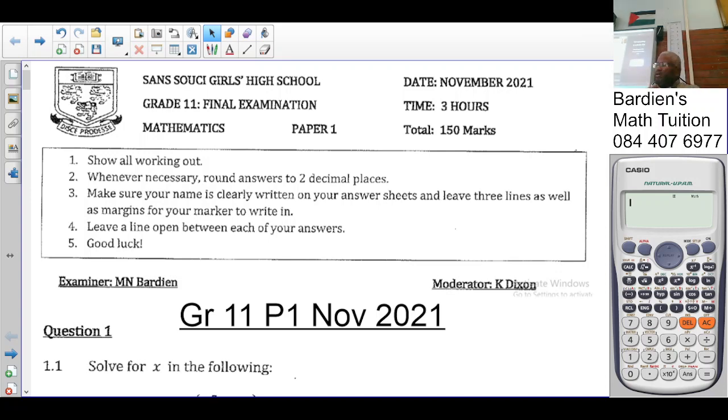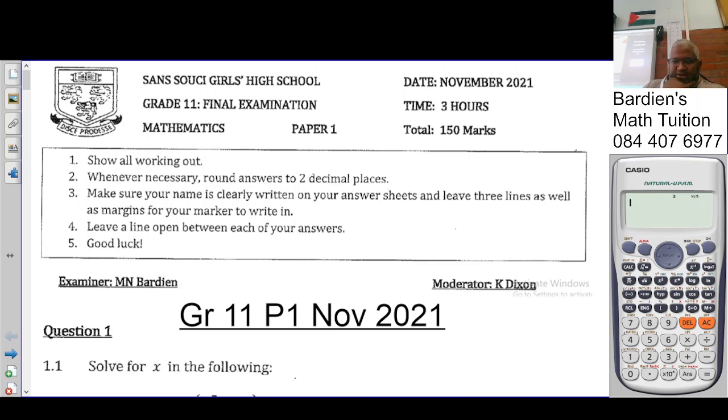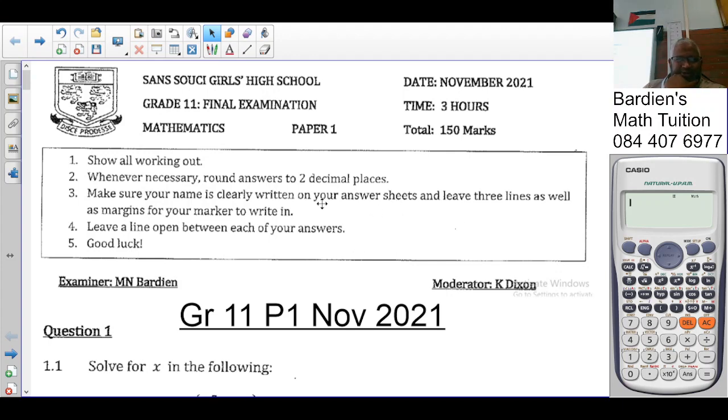Okay, so today we're looking at the paper you wrote last year, which is the Grade 11 November 2021 Paper 1. At this point we have completed Paper 2 and it's online if needed. So let's get straight into it. It's a 3-hour paper for 150 marks.